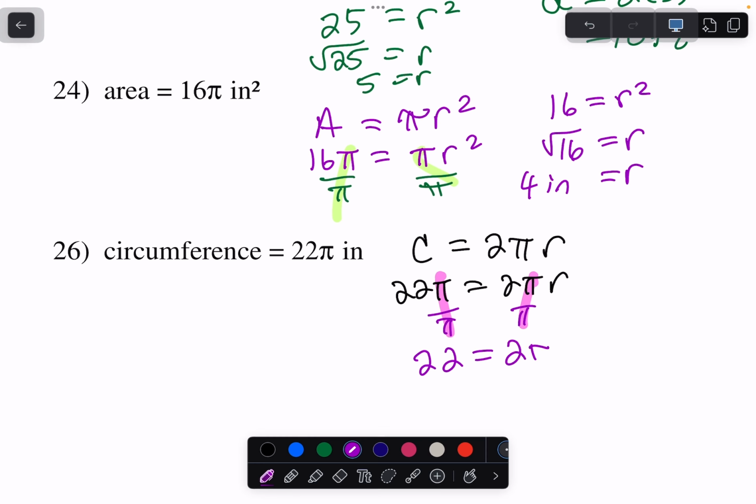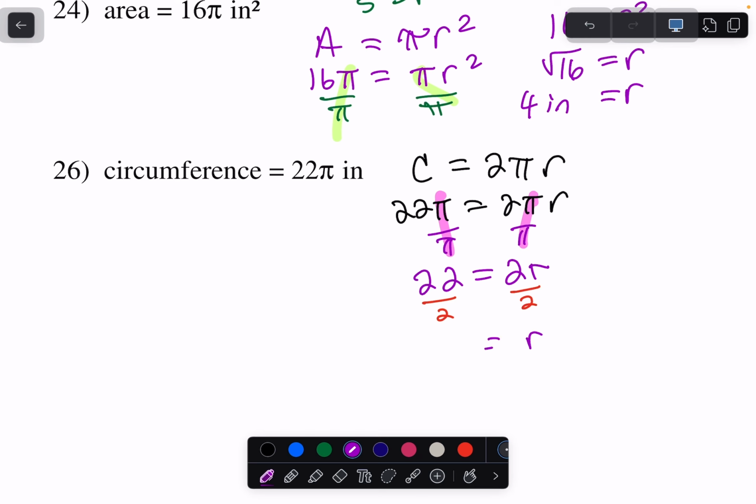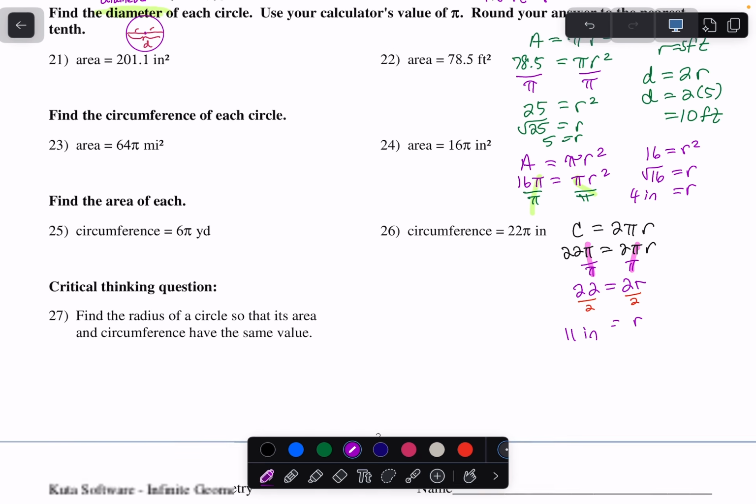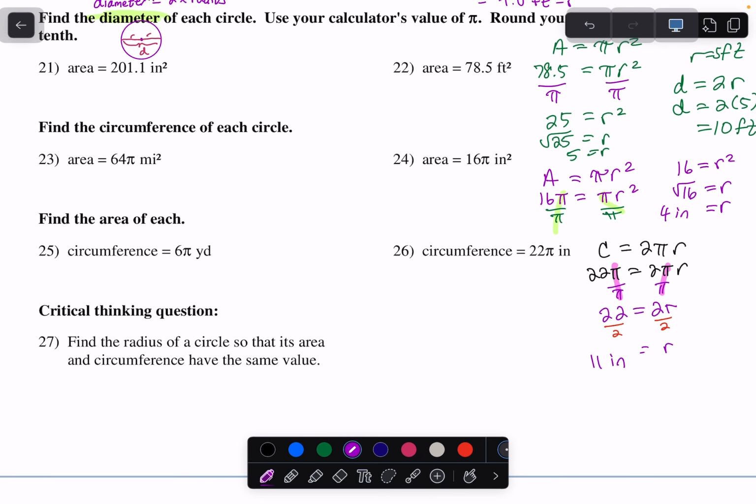If 22 equals 2r, how do we get rid of that 2 to find out what 1r is? Divide by 2. So we're going to divide by 2. If you're multiplying algebraically, to reverse that process, we have to divide. And so we get that the radius is 11. In this case, it would be inches. They asked us to find the area of the circle.